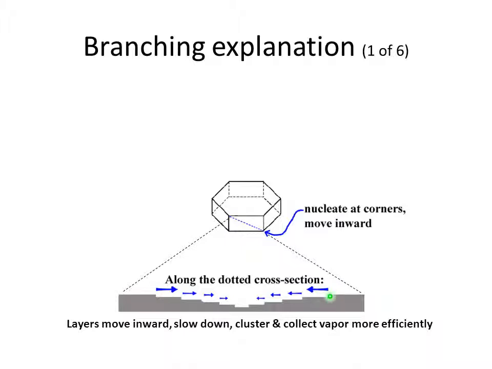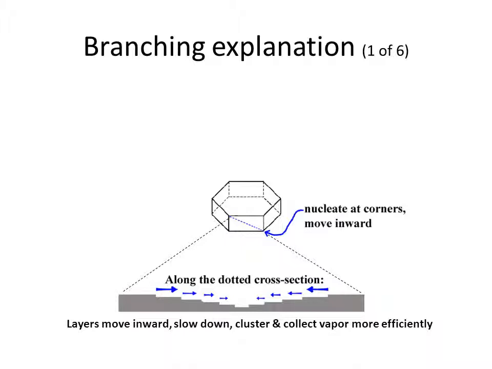This layer here, recently nucleated, is in a region that's still at high supersaturation, so it's moving relatively fast. This one, nucleated before, is in a region that has a little lower supersaturation, so it's moving slower. And as you go inward, they go slower and slower. As they slow down, they cluster together, like cars on a freeway entering fog. Now, this cross-section here is highly exaggerated. If we were to look at this, it would appear completely flat because these layers are so thin.